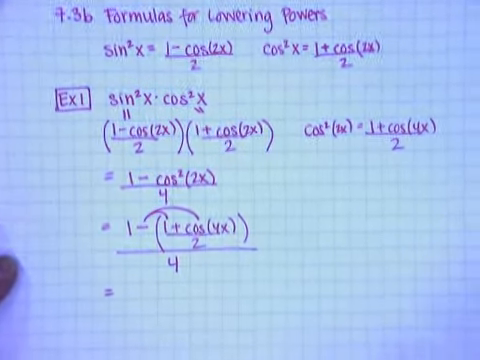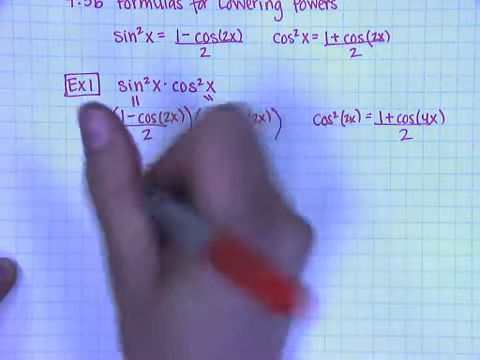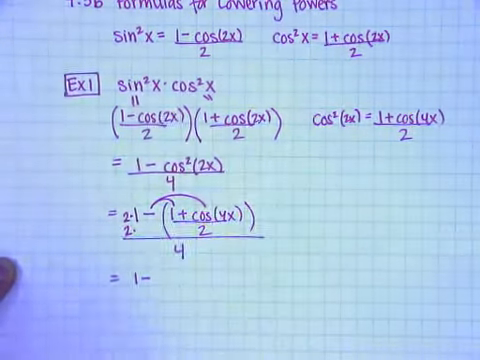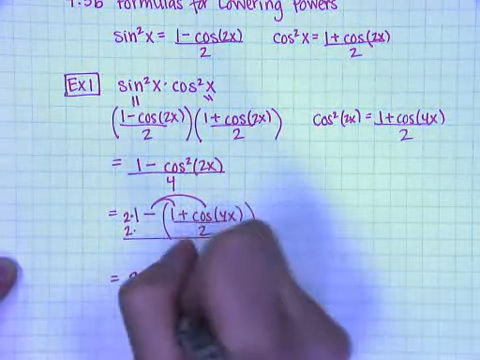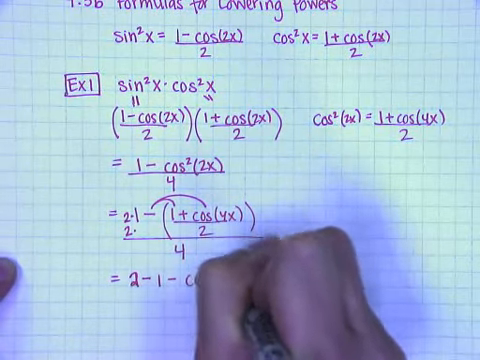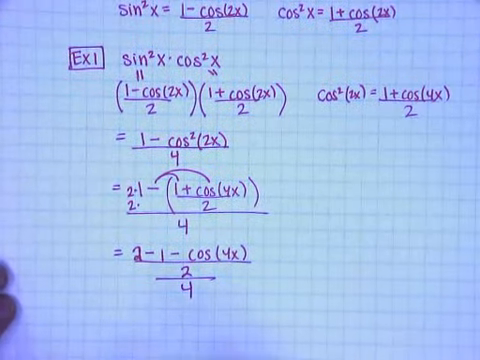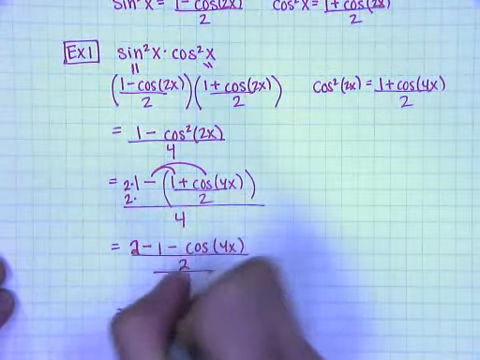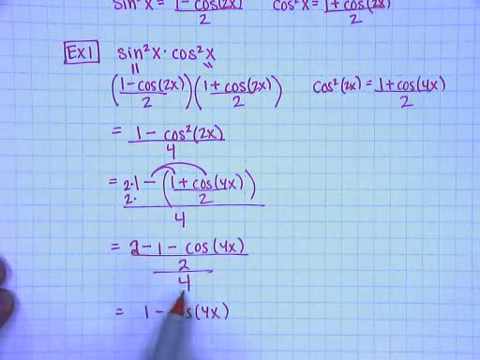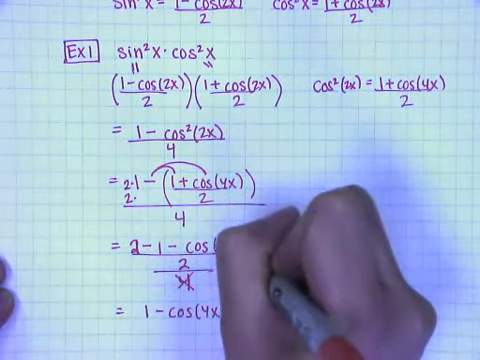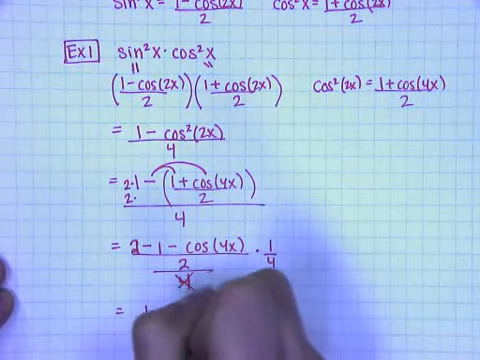So now I get 1 minus, oh shoot, and I need a common denominator here, so I'm going to multiply this by 2 on top and on bottom, so I actually get 2 minus. I get a 1 there. I distribute the negative, so I get a minus cosine of 4x. This is all over my common denominator of 2, which is all over 4. 2 minus 1 I can simplify, so 2 minus 1 is 1 minus cosine of 4x. And then here, dividing by 4 is the same thing as multiplying by the reciprocal, which is 1/4. And 2 times 4 leaves me with a denominator of 8.